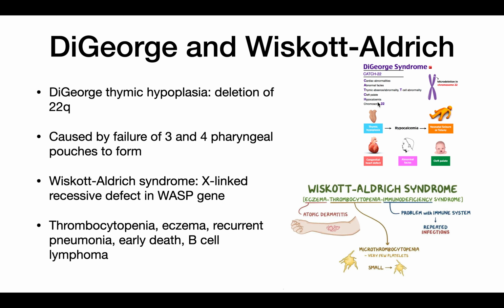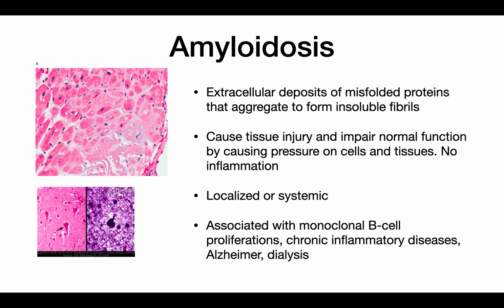So the Wiskott-Aldrich syndrome is X-linked, and it's going to be a recessive defect in the WASP gene. So what's going to happen? Thrombocytopenia, eczema or atopic dermatitis, recurrent pneumonia, and unfortunately early death due to B-cell lymphoma. There are very few platelets, so there is a risk of bleeding out because there is abnormal clotting.